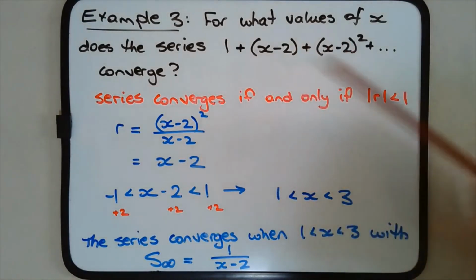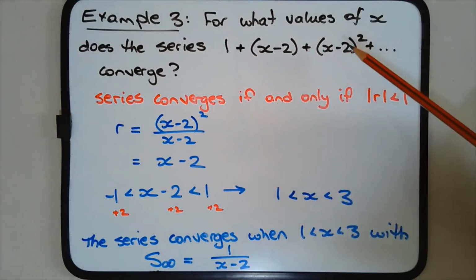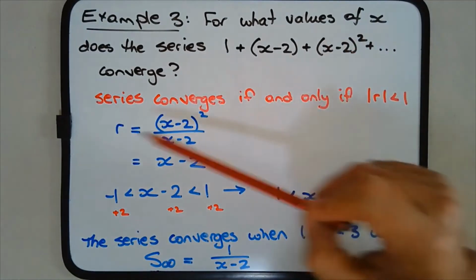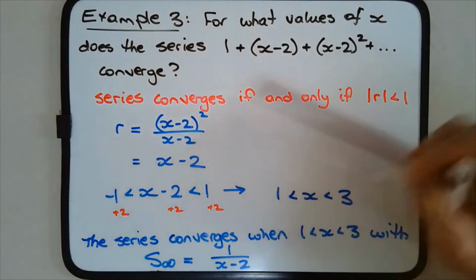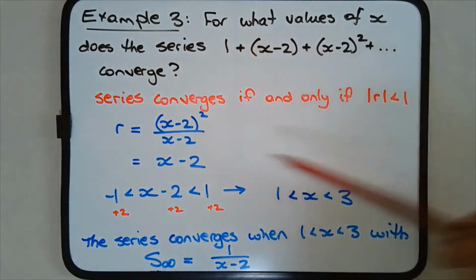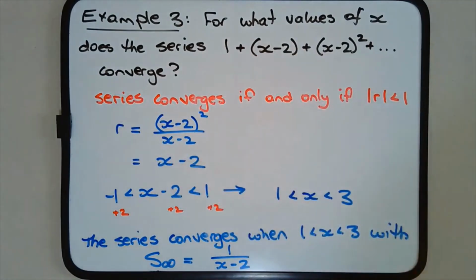Just take any two consecutive terms and divide one by the other. So the latter term divided by the term previous. So the common ratio is equal to (x minus 2) all squared divided by (x minus 2), or you could do (x minus 2) divided by 1, either way. The common ratio is x minus 2.